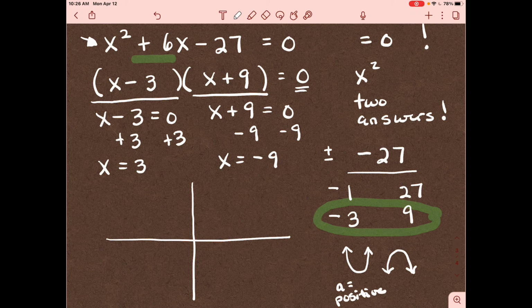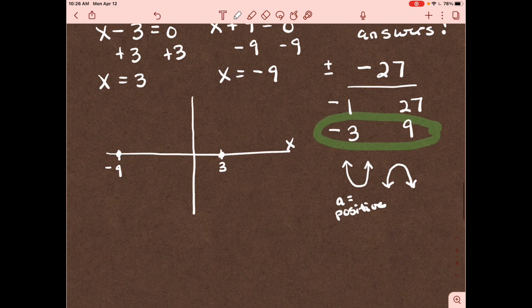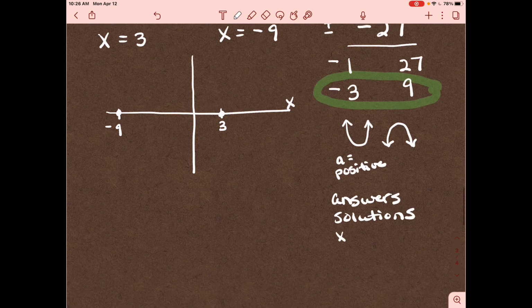All right, so if x equals 3, let's say that's right there. And if x equals negative 9, and that's right there, what's happening is our parabola, our smile, is actually going to cross through those two places. Those are the x-intercepts. Let's just write that. These are the answers. We also call those solutions. We can call these x-intercepts.